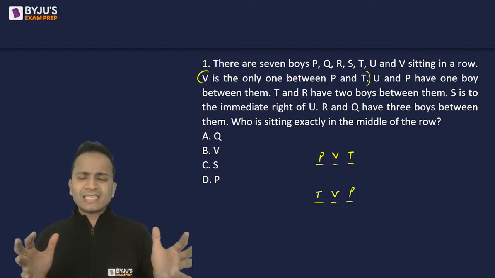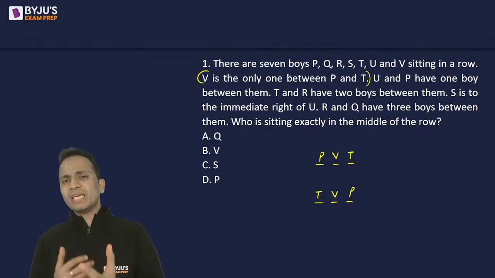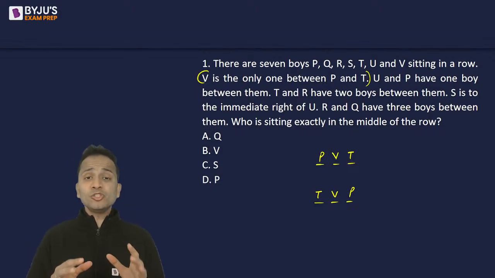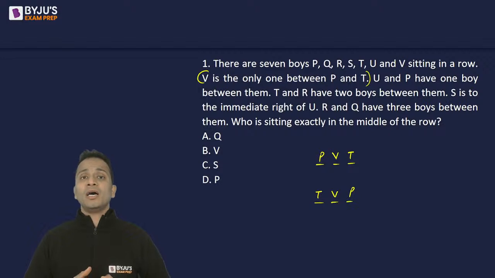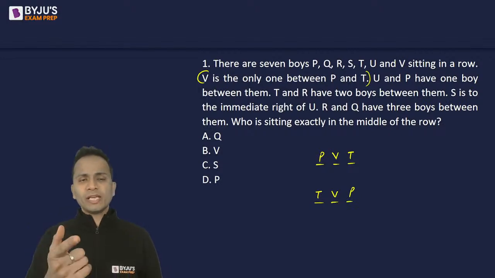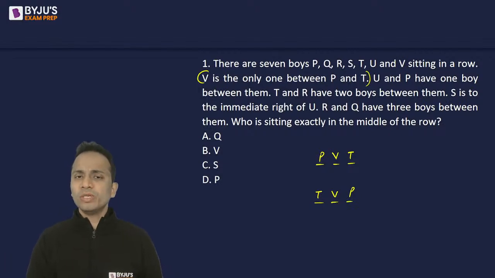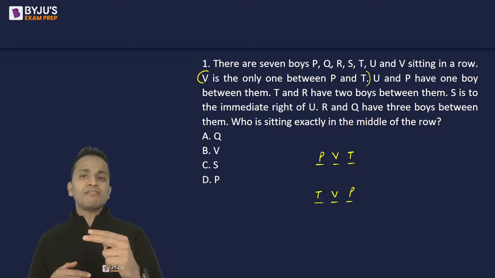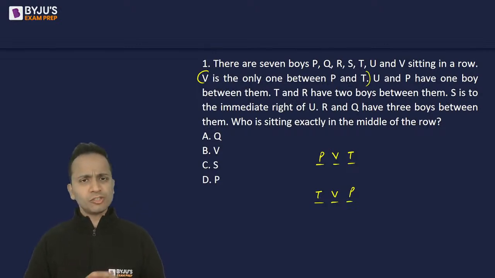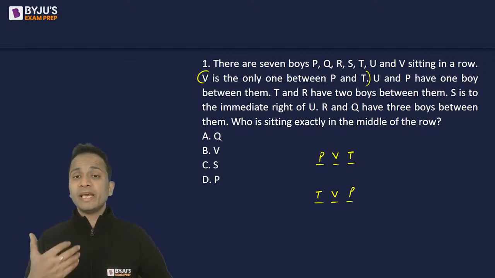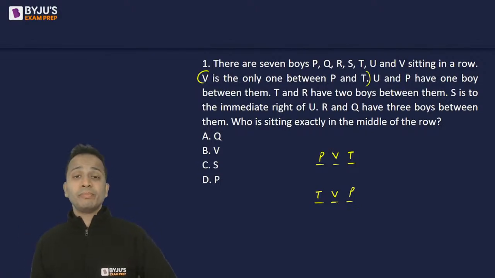Now, all of you must understand one thing while making these arrangements. Please do not be afraid of writing different cases. Like I have read the first condition, V is the only one between P and T, and I have made two different cases. So please don't be afraid. It will help you in getting the answer to this question very fast.